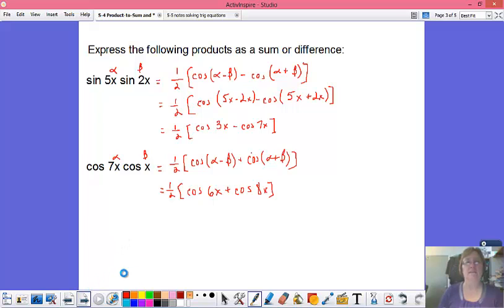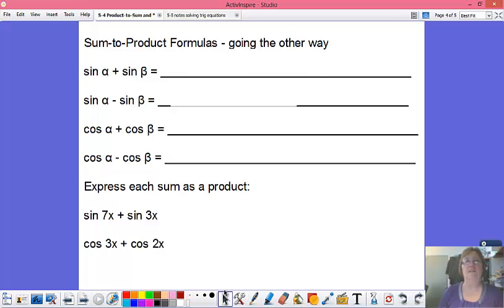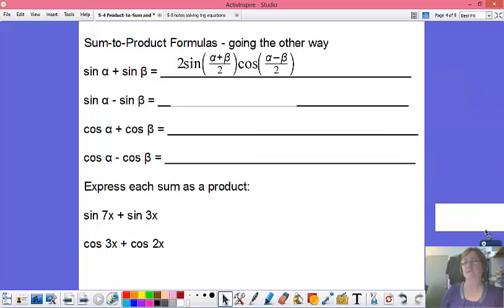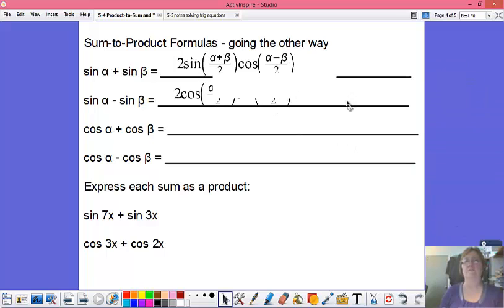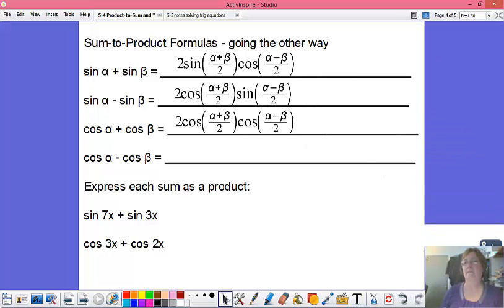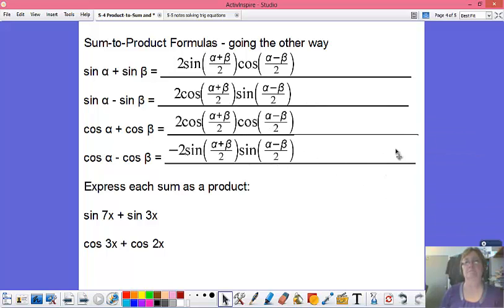Let's look at next those that go in the opposite direction, sum to product formulas, so going the other way. Again, I'll uncover those for you and ask you to take a few moments and copy them down. And let's see if we can apply those.